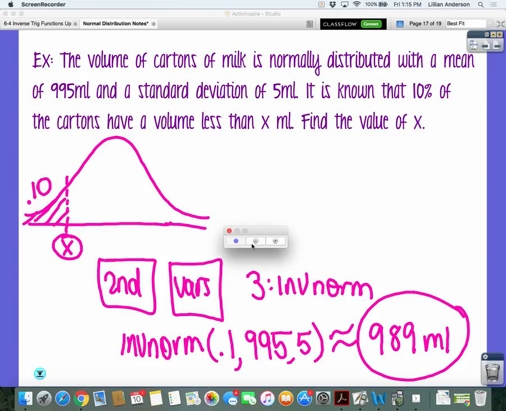So this value tells you that 10% of whatever we have, when we talk about cartons of milk, are going to be less than 989 milliliters. Okay?